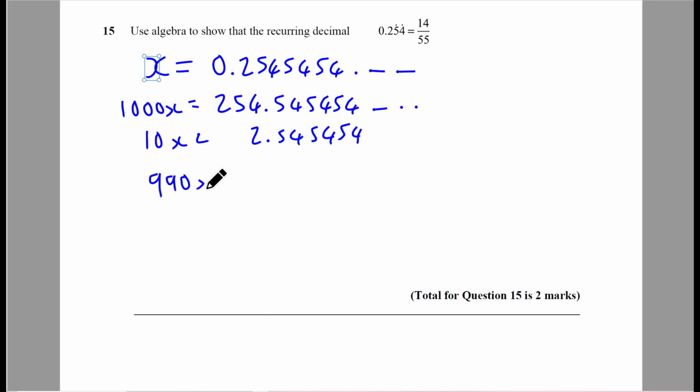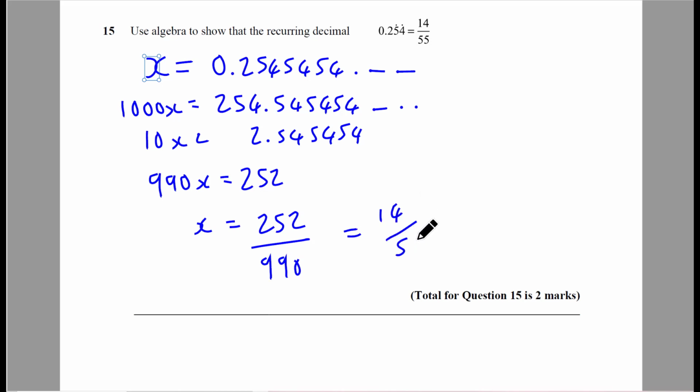So you're going to get 990x equals, remember to subtract this, 252. So x is going to be 252 over 990. If you simplify that down, that is going to be 14 over 55.